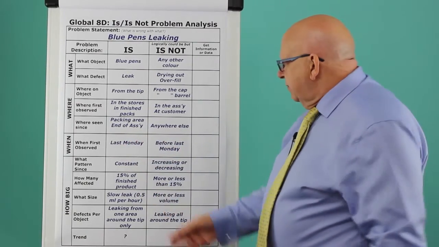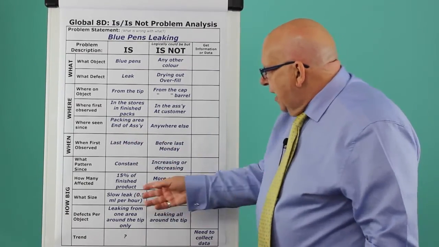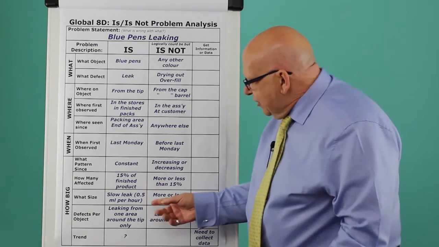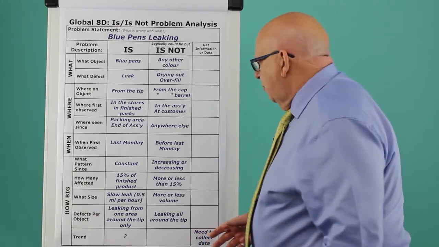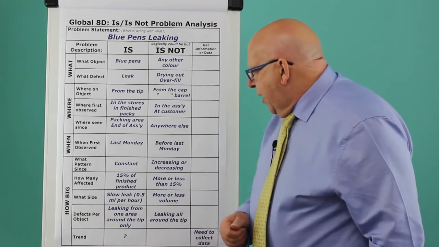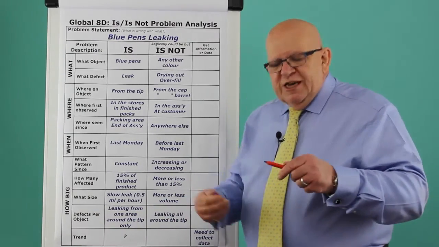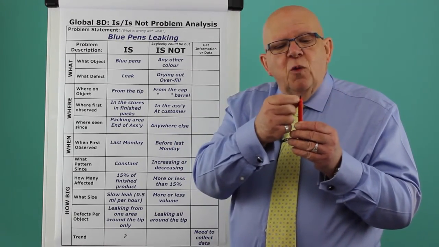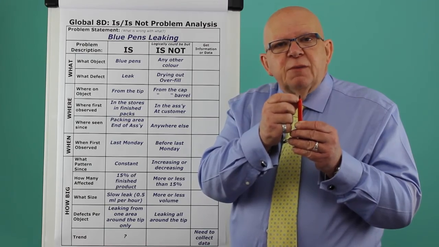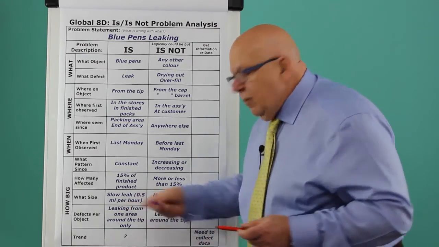How many affected? 15% of the finished product. It's a slow leak, so we've actually defined how big the leak is. We've measured how much ink we're losing per hour. And it's leaking from one area around the tip. So when we said it was leaking from the tip earlier, I indicated it was around the tip. But now we're saying it's one specific area around the tip. Okay? So we know a little bit more about the problem.